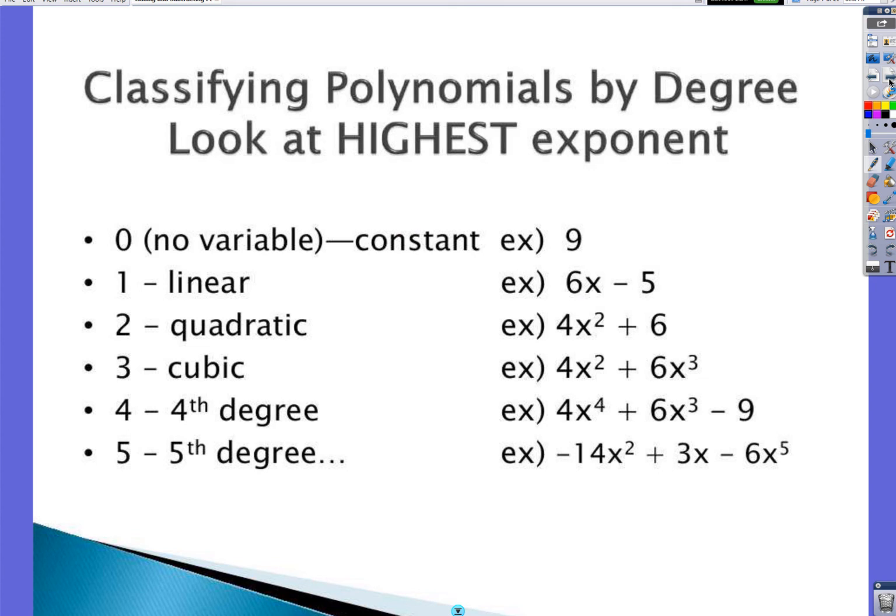Okay, when you are going to give a name to a polynomial, here, let's have an English lesson. What type of a word is polynomial? A prefix? No. I'm thinking of poly.